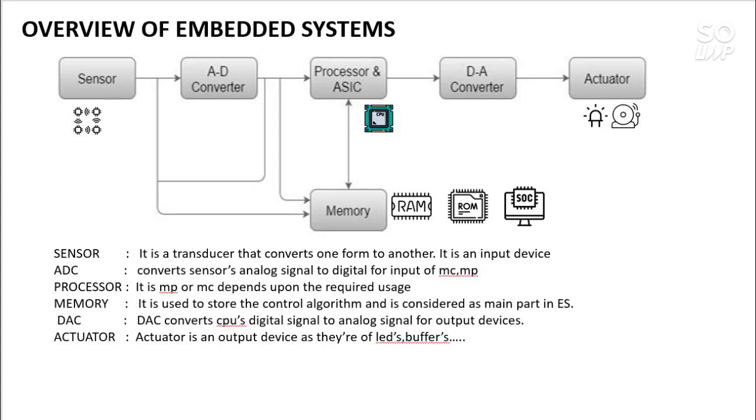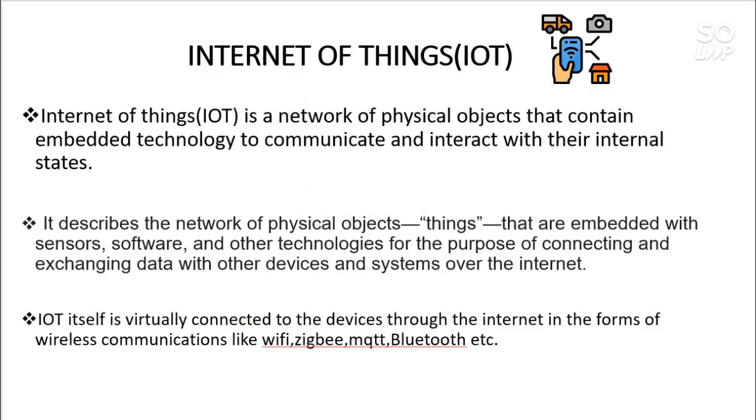We are used for analog to digital conversions, and the memory will be stored in RAM and ROM, or system on chips, and the output will go to the actuators, which are LEDs and buzzers, and the sensors like the temperature sensor and the light LDR sensor, which are mentioned here.